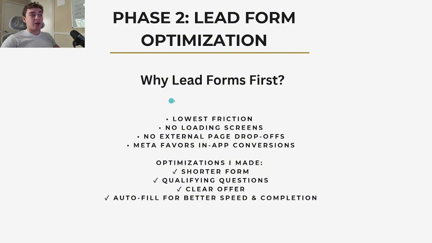Now, phase 2, why the lead form comes first. So lead forms are the lowest friction. It's on Meta, so Meta will optimize it, especially when you're testing, and there's not really any loading screens. You click on it, and it goes right to the form on Meta. It's not taking you to an external site. It's super, super easy. And Meta favors in-app conversions, okay? And we'll go into why we want to switch from this in the scaling campaign later on.